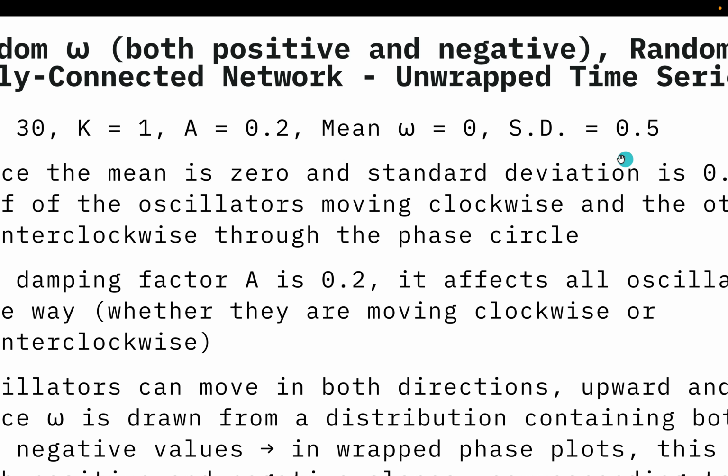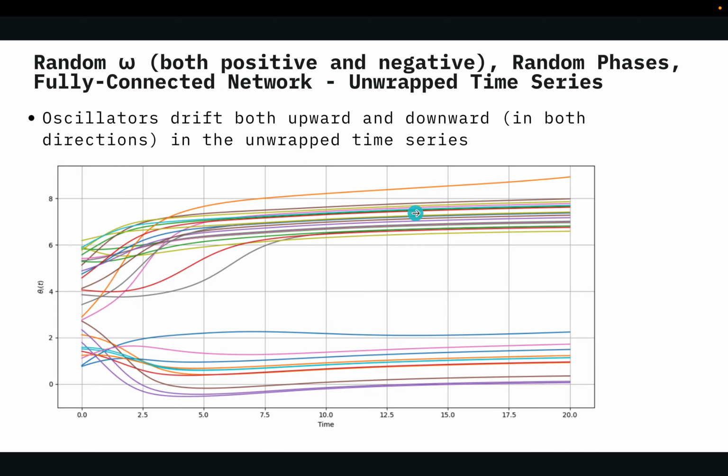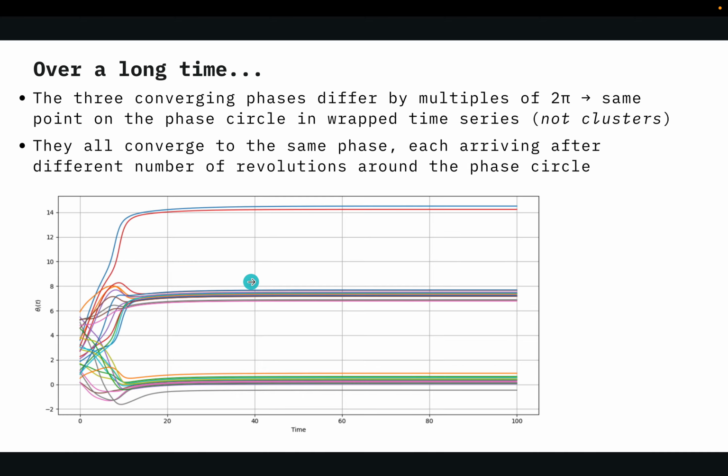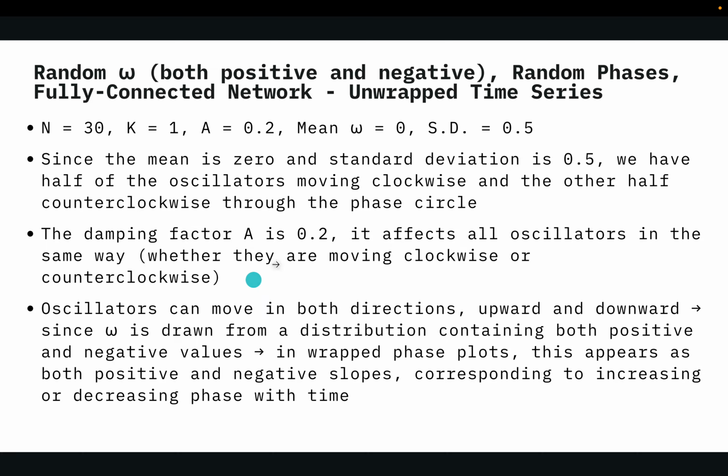That means most of the oscillators have omega less than a, because from minus 0.5 to 0.2, all those omegas are less than a. From 0.2 to 0.5, the omegas are greater. So you would expect this kind of behavior, that they would settle at a fixed point. We'll see. Since the mean is 0 and standard deviation is 0.5, we have half the oscillators moving clockwise.